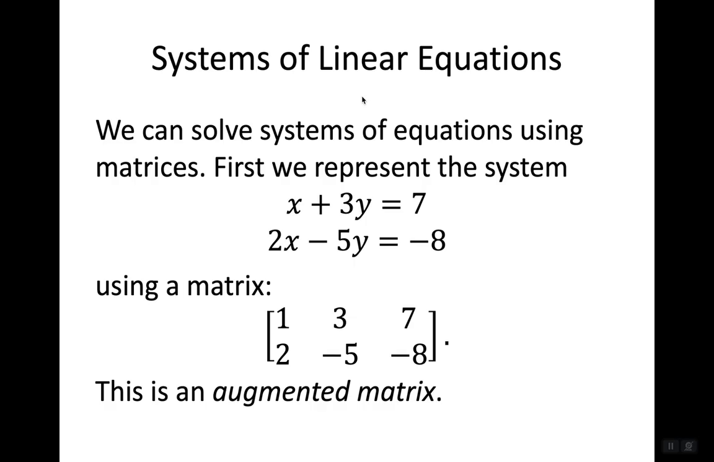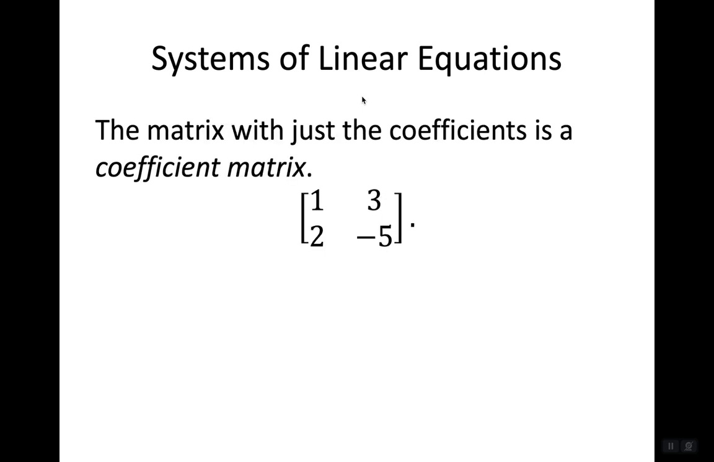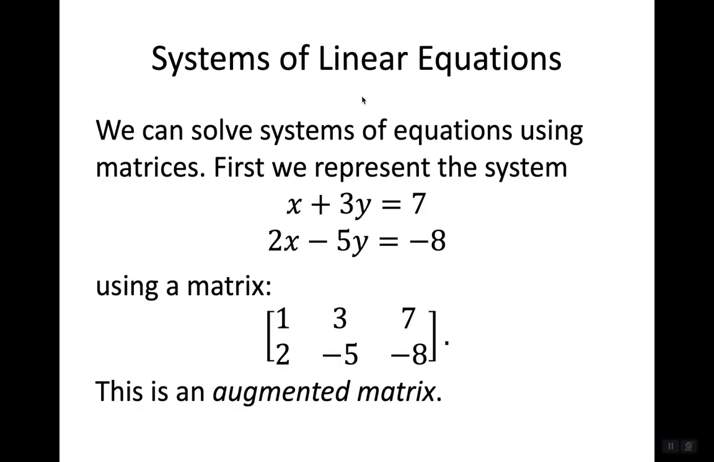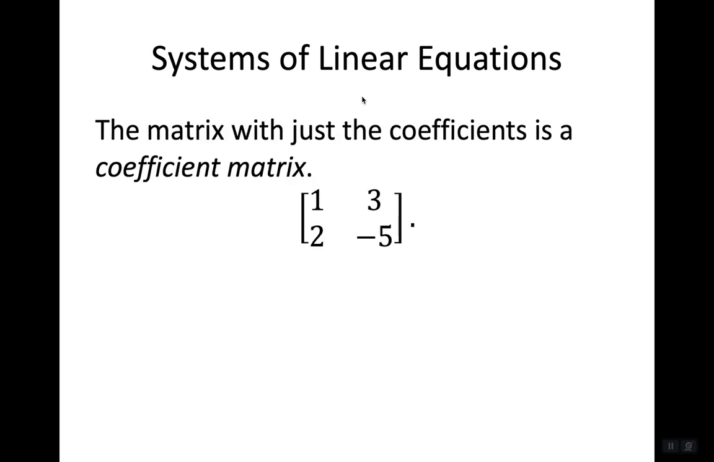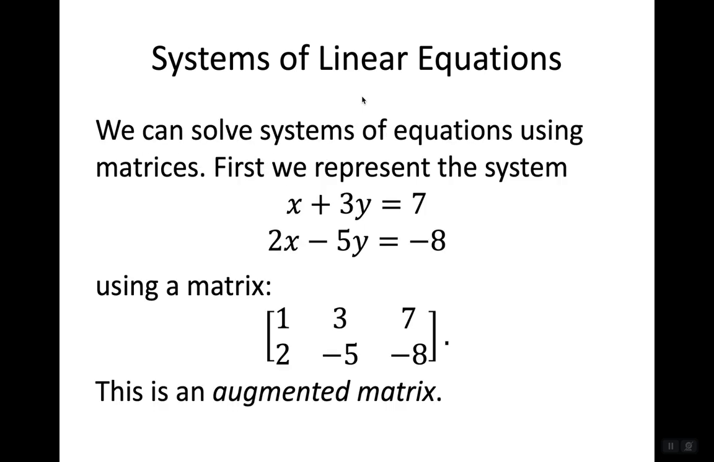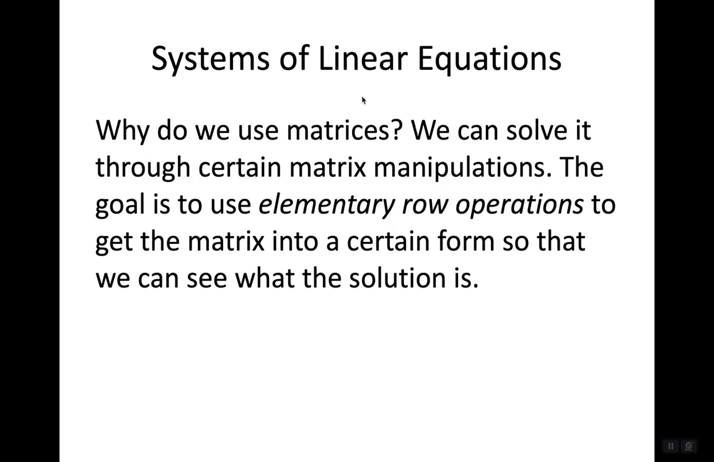We can solve systems of equations using matrices. First, we represent the system x plus 3y equals 7, 2x minus 5y equals negative 8 using a matrix. Again, a matrix is a rectangular array of numbers. This is an augmented matrix. The matrix with just the coefficients is a coefficient matrix. So notice this one has the 7, negative 8 in the last column. This one does not. It's the coefficient matrix. This one's the augmented matrix.